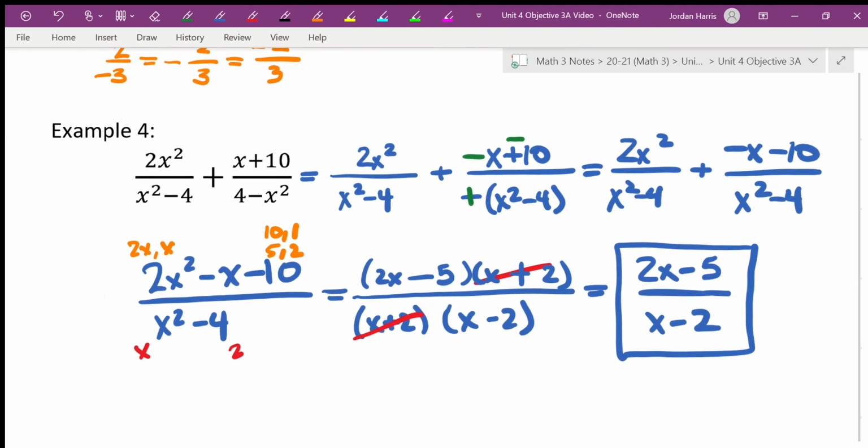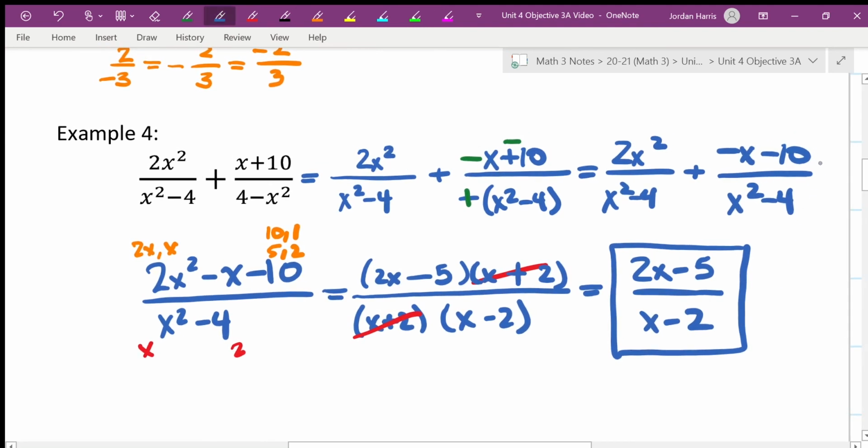Done. This, example 4, is more what problems on your test, on your quizzes, and most of your homework is going to look like, where you have steps, something to do to make a common denominator, then you combine, then you factor, then you simplify, then you have your final answer. Okay?